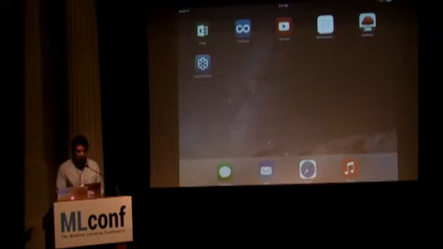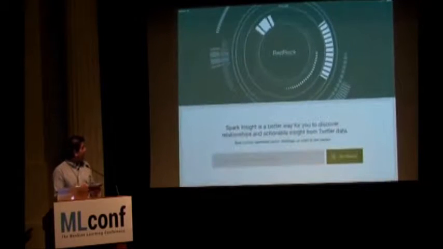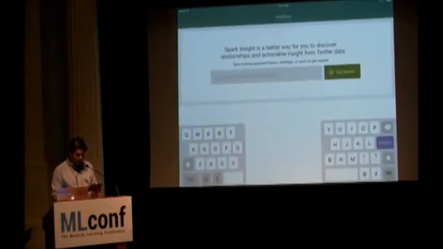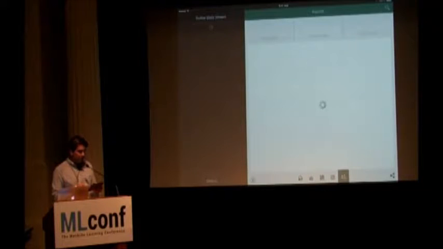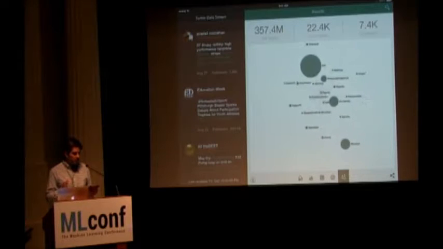Okay, so here on the top right, that's the RedRock application. I'm opening it now, and I'm going to look for hashtag sports. Okay, so now we send the request to the 20-node cluster, and right now we have about 10 days of Twitter sitting in our Hadoop. So it's going through these 2 terabytes of data, and that is equivalent to 350 million tweets.